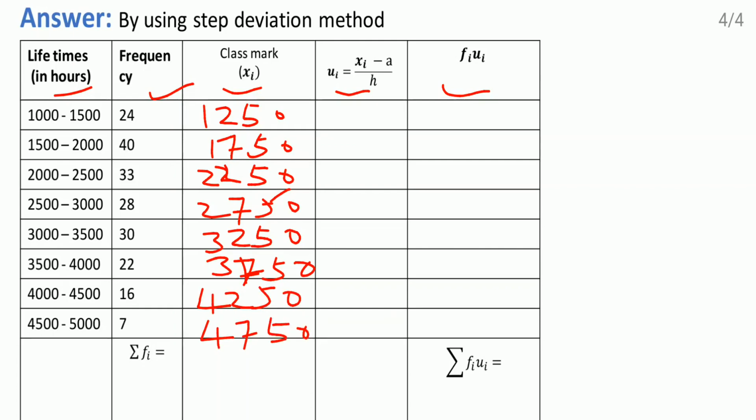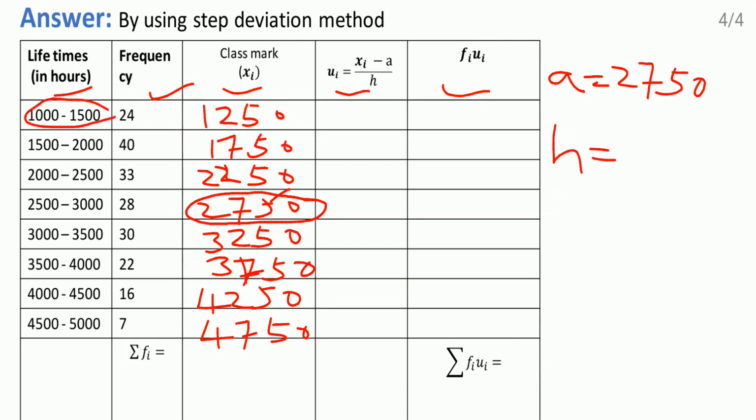Now we need to choose A, that means the assumed mean, somewhere in the middle of the Xi values, right? So I'm going to choose this one as the assumed mean. This one or this one, any one you can choose. Okay, so I have chosen 2750. Now h means take any one class interval, upper limit minus lower limit. If you take the first class interval, the class size is 1500 minus 1000, which is 500. Okay, we got A, we got h.